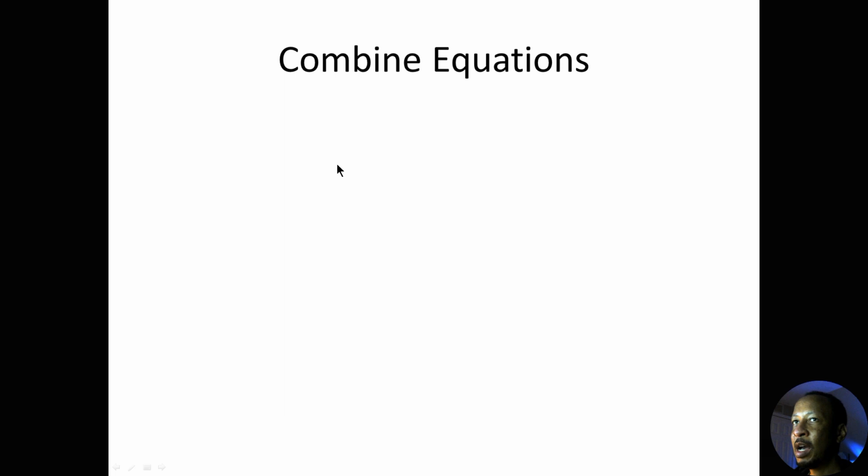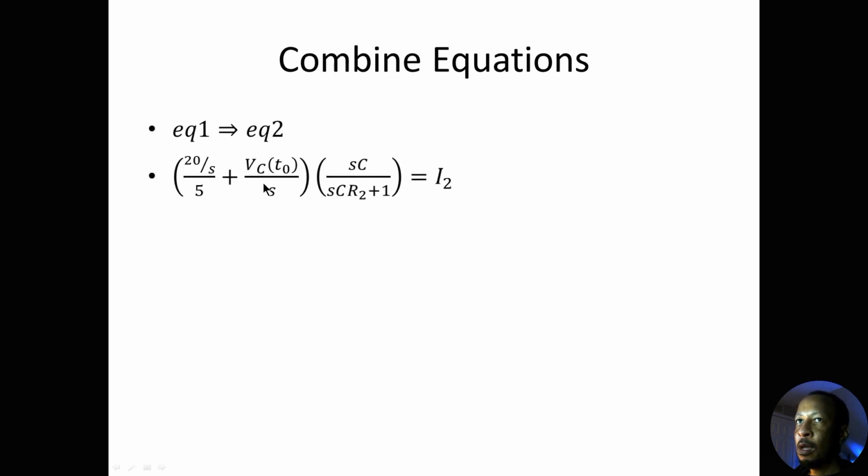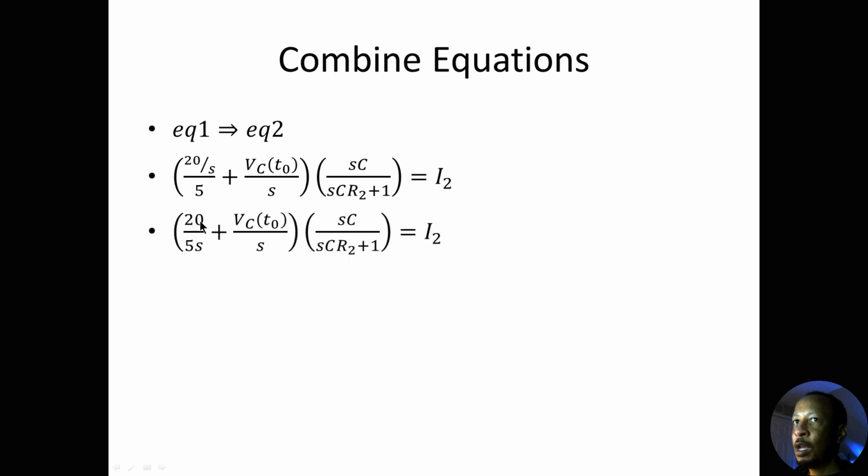So now I'm going to combine equations. I'm going to take equation 1 and put it into equation 2. That gives me 20 divided by S, all of that divided by 5, plus Vc of t sub 0 divided by S, all of that times Sc divided by SCR2 plus 1, equals I2. And then 20 over 5S plus Vc of t sub 0 over S, all of that times Sc divided by SCR2 plus 1, equals I2.